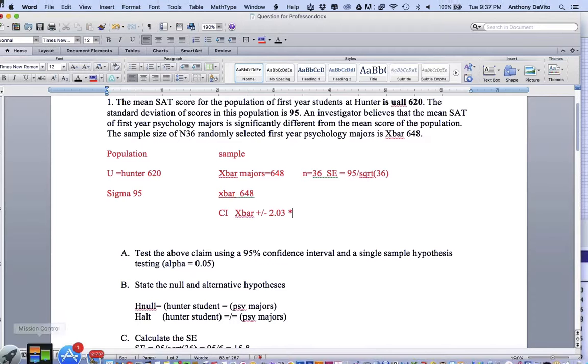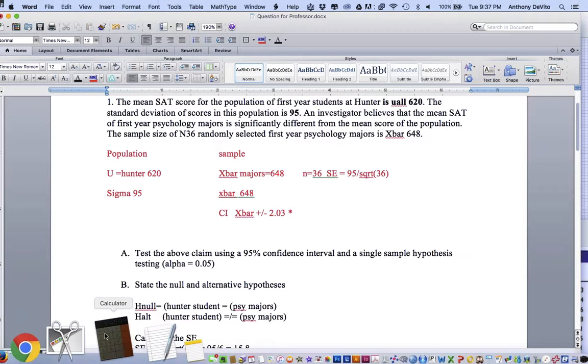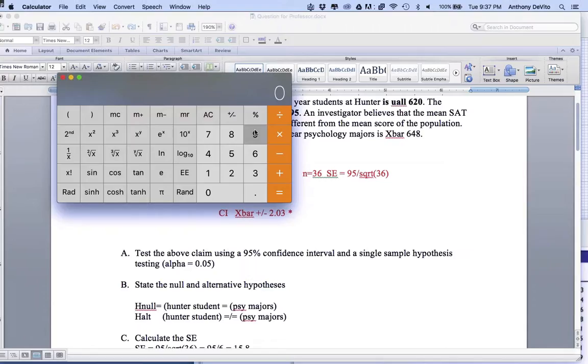which is going to be equal to 95 divided by 6. Square root of 36 is 6. 95 divided by 6, which is equal to 15.8.